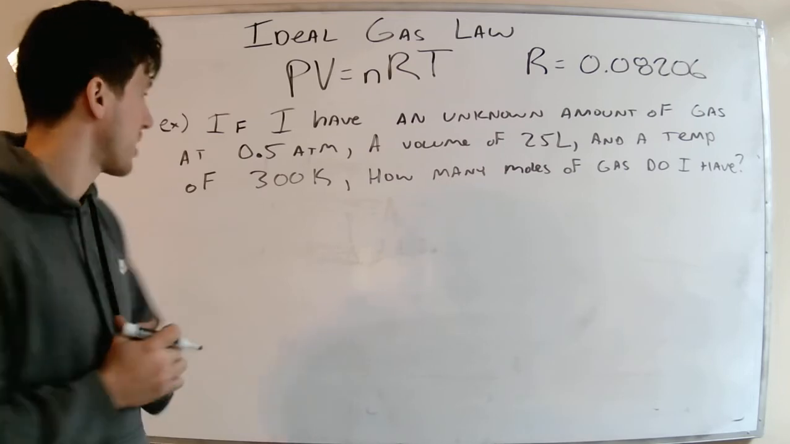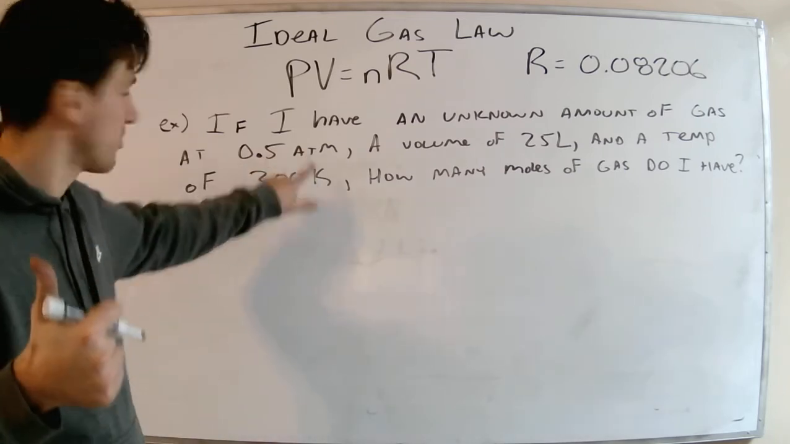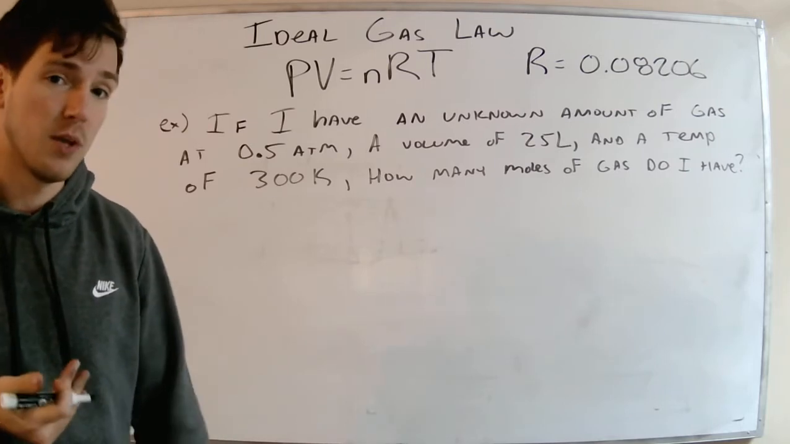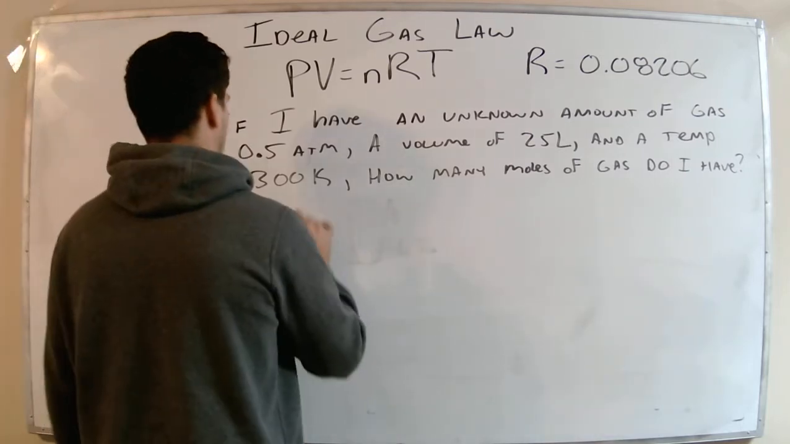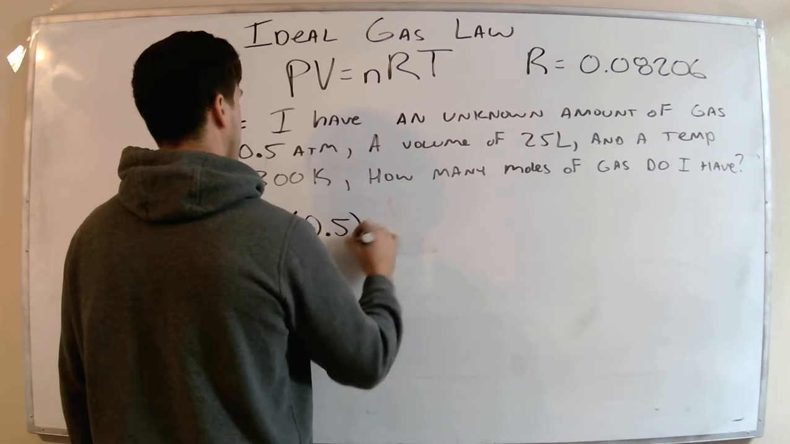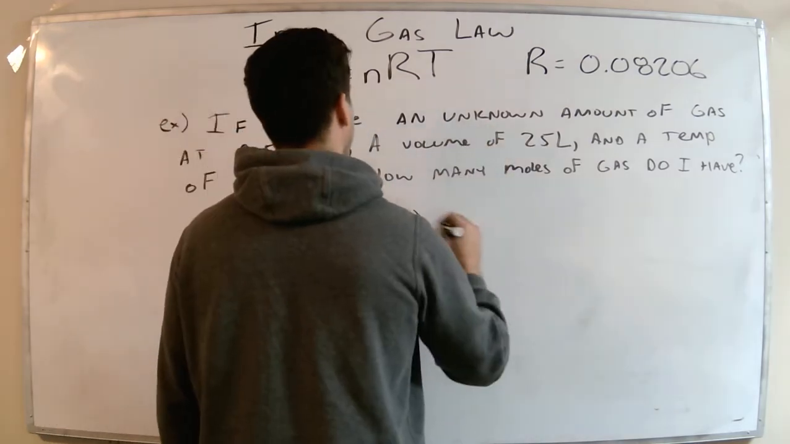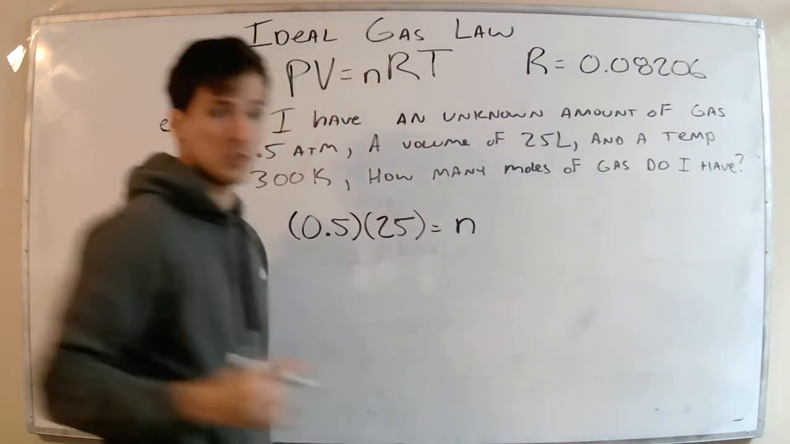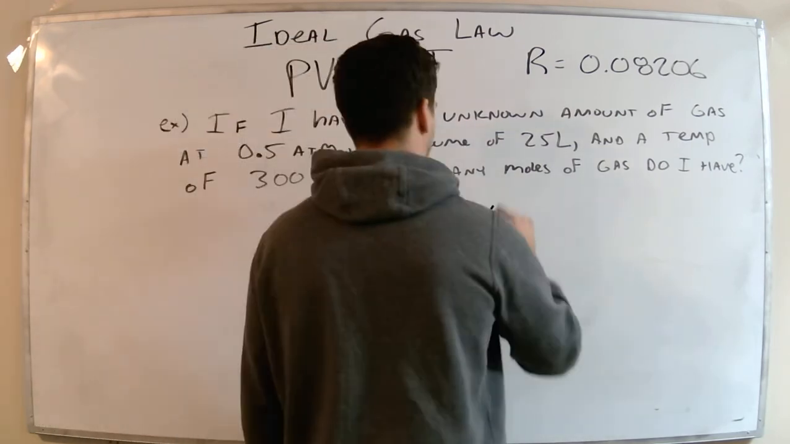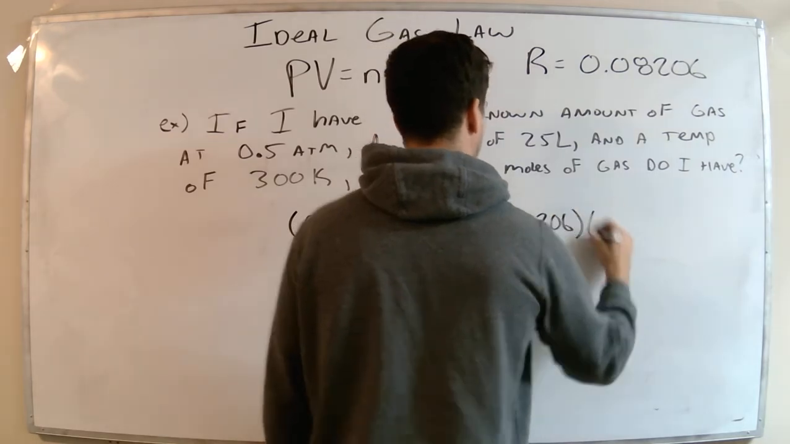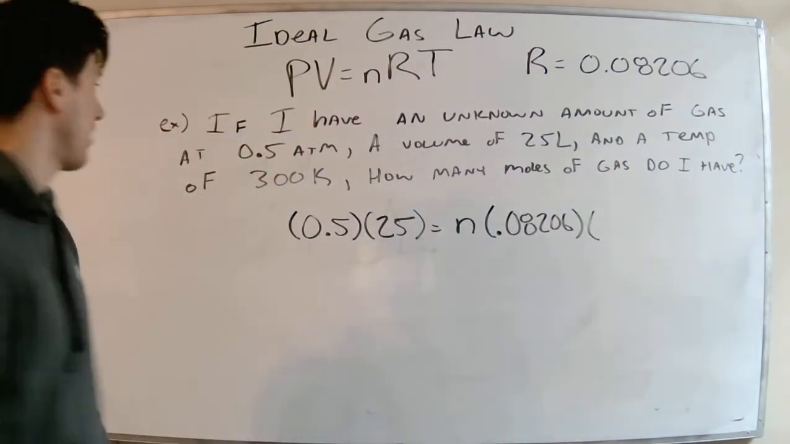The only one that deals with all four of those is PivNert. So let's make sure everything's in the right units. Atmosphere is good. Kelvin, good. Liters, good. So this is just a simple plug and chug. Our pressure is 0.5 atm. Our volume is 25 liters. Our n is our moles, which is what we're looking for. Our R is that constant, 0.08206. And our temperature is 300 Kelvin.